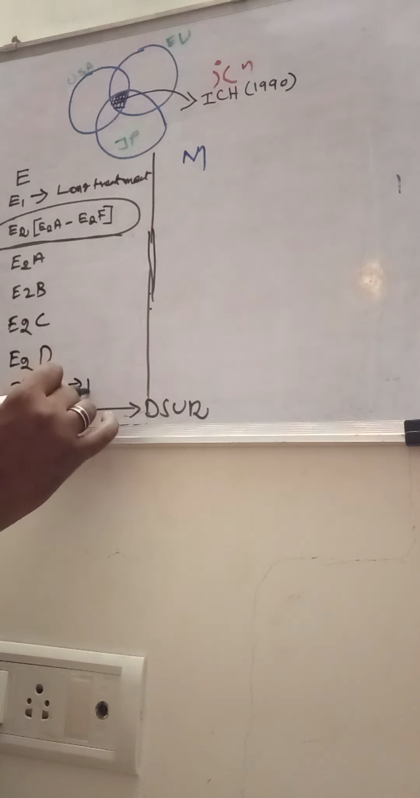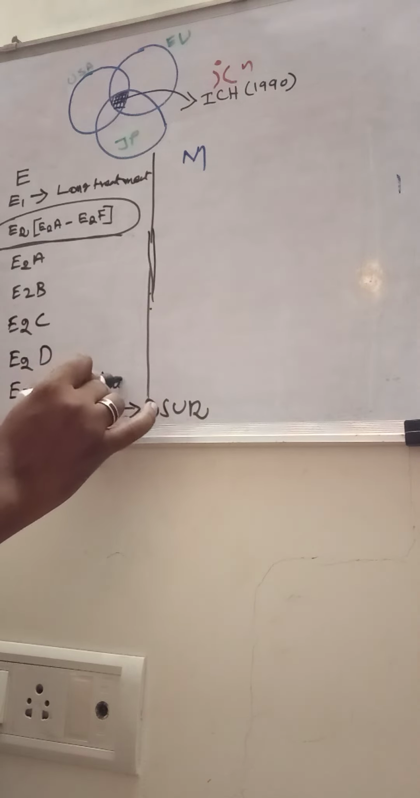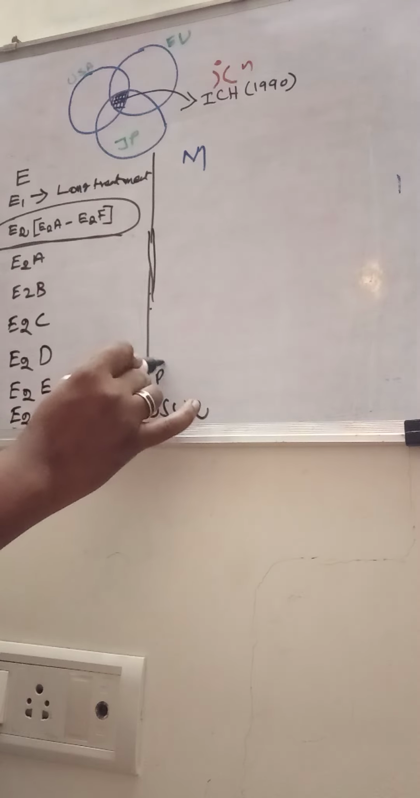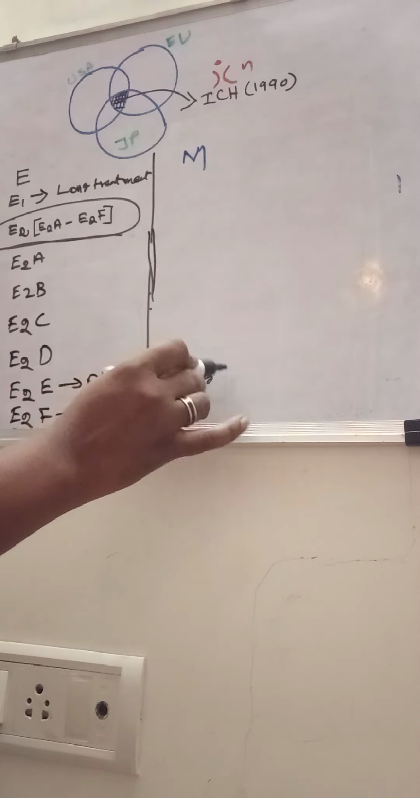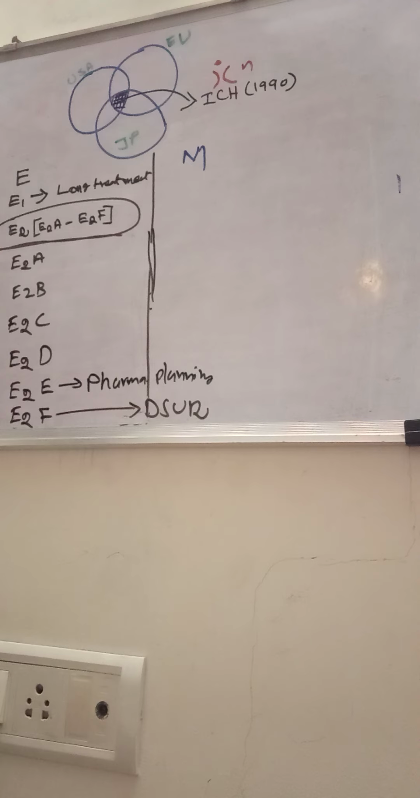Here, pharmacovigilance planning. This is overall pharmacovigilance planning: for any report or any activity which we need to perform, there should be proper planning. So E2E will give more information about how we are going to perform that particular activity, what our plan is, what our protocol is.